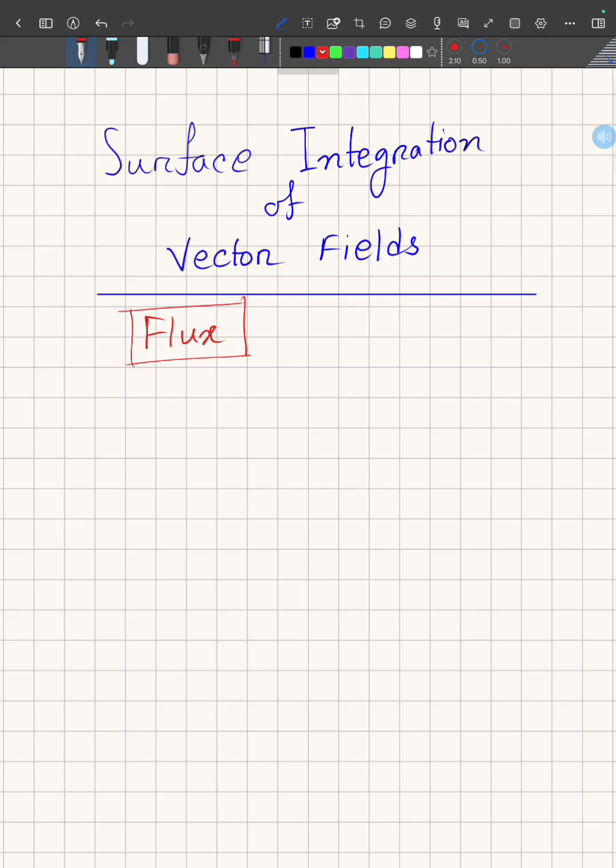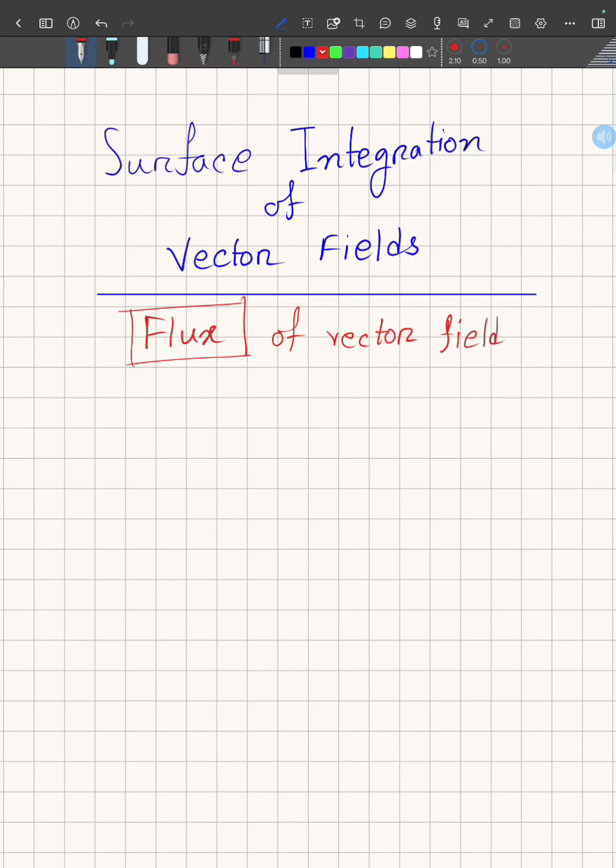So as you can see here, I have written flux. What I'm going to start with is flux of vector fields, because the surface integration is actually the flux calculation of a vector field. You guys can say, why do we need fluxes? Fluxes are needed in physics, and at broader levels there are many applications. Let's just start with the definition of flux of a vector field.